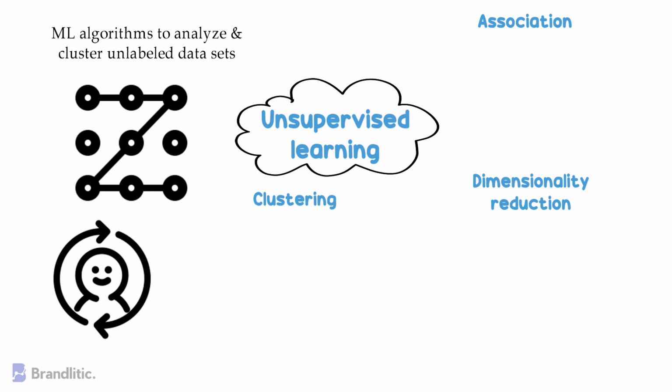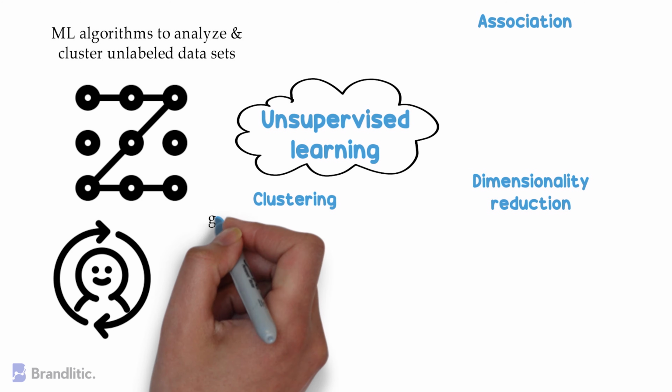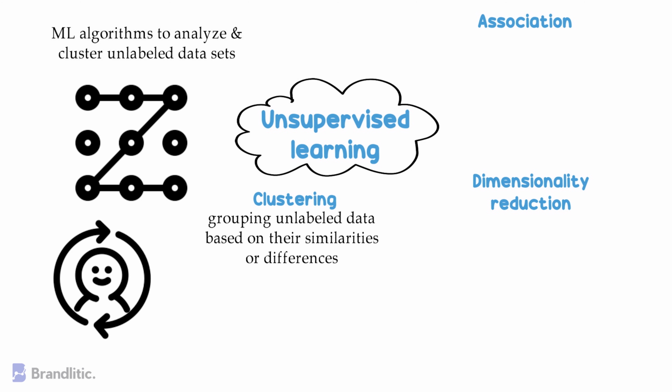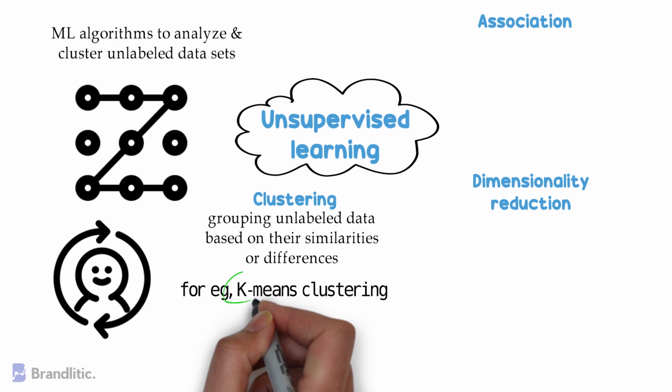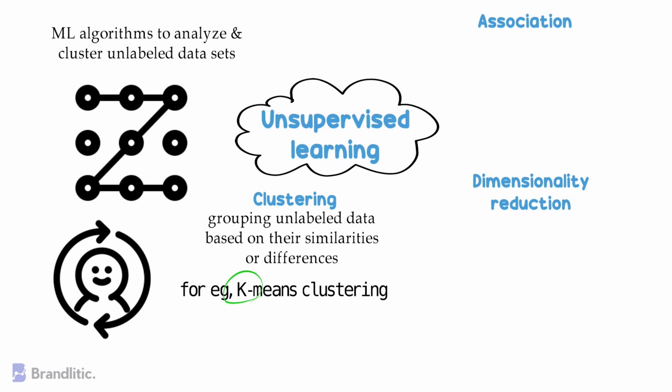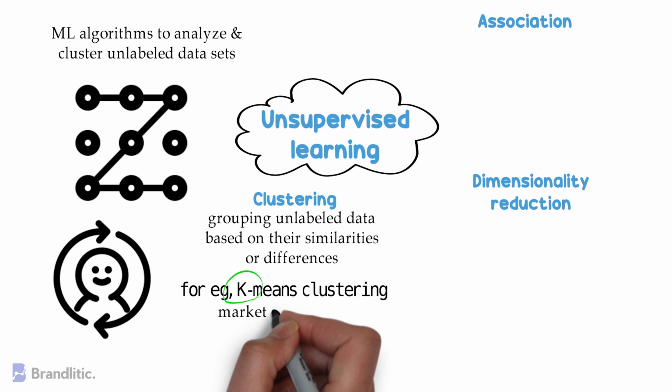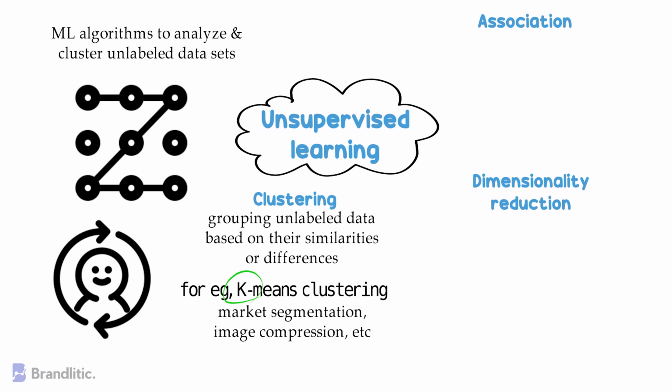Here, clustering is a data mining technique for grouping unlabeled data based on their similarities or differences. For example, the k-means clustering algorithm assigns similar data points into groups, where the k value represents the size of grouping and granularity. This technique is helpful for market segmentation, image compression, etc.